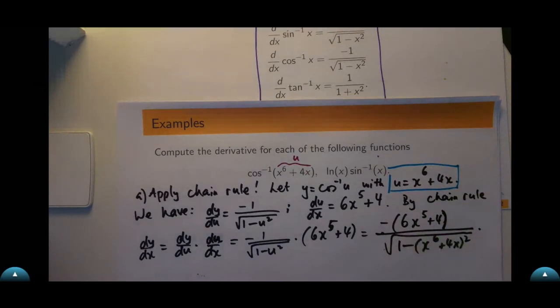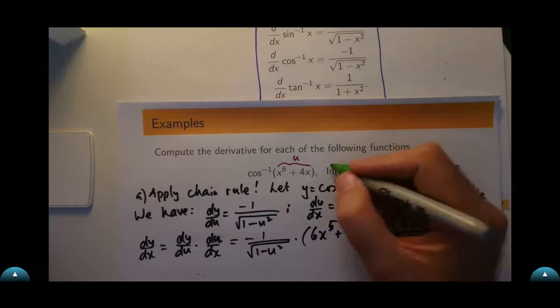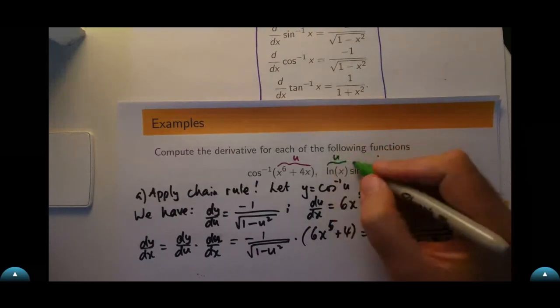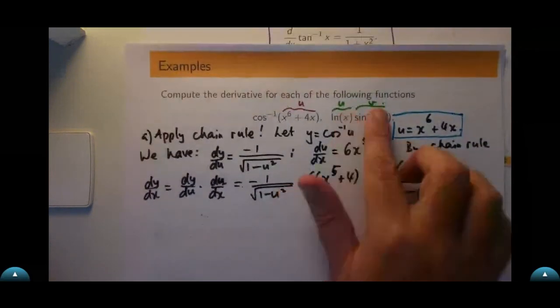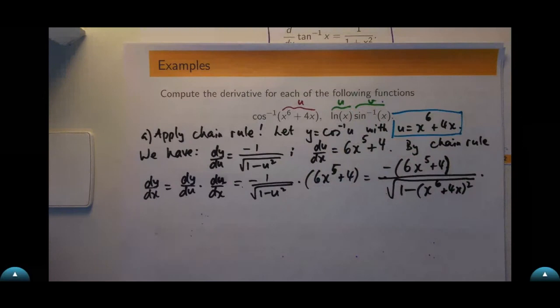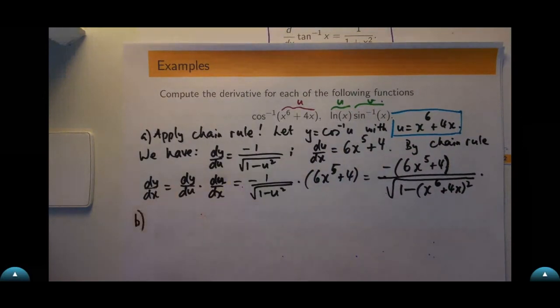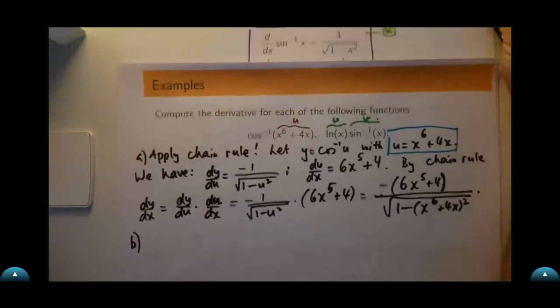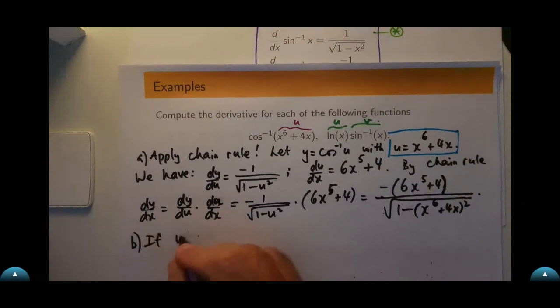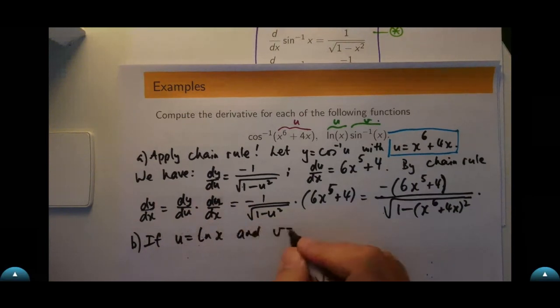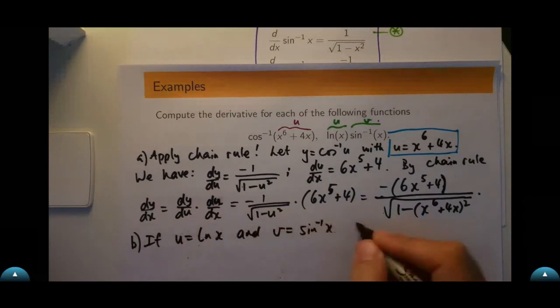How did I do it? Yeah, I'll let that be U and that be V. You know the product rule tells you if I want to differentiate a product of two functions, I can just apply a certain formula, right? So that's the derivative of that. So if U equals the natural log of X and V equals sine inverse X, then let's work out the two products.